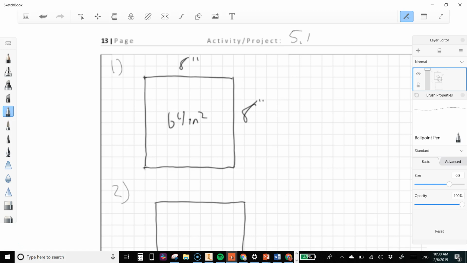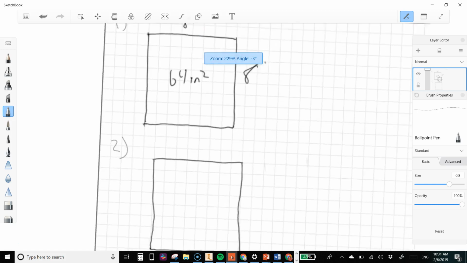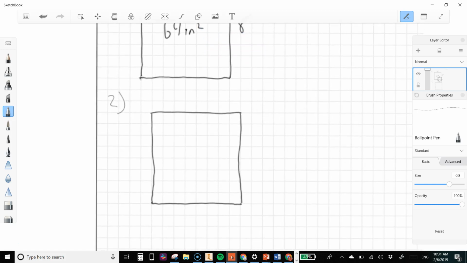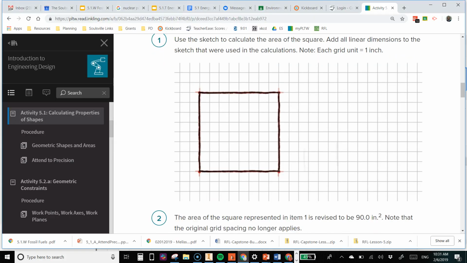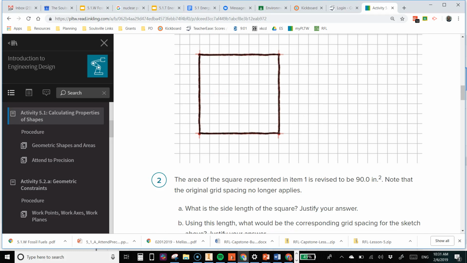So we knew in part 1 that each square represented 1 inch, which gave us 8 squares by 8 squares. I multiplied those to find my area, which was 64 inches squared. I pointed that out because we are now transitioning in part 2 to having a box with the same size on the page, but now we're given in the question that the area is going to be 90 inches squared.